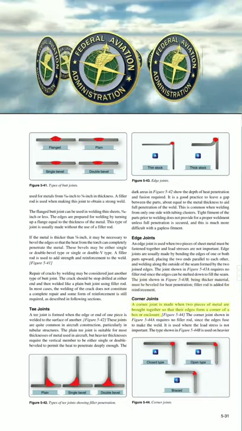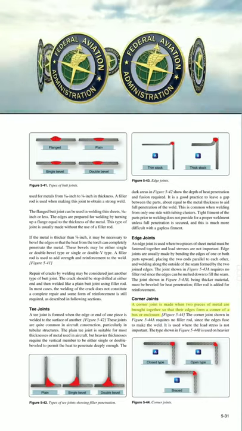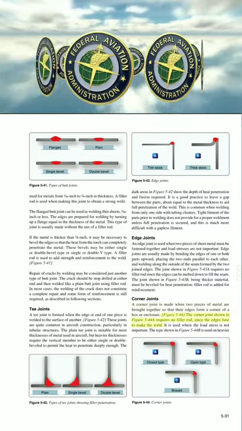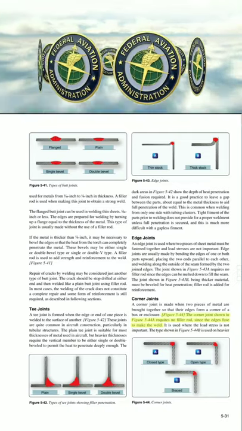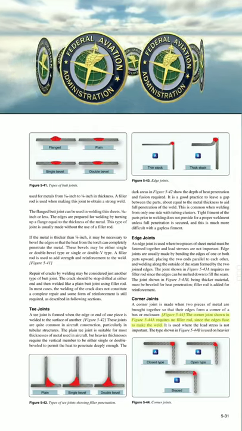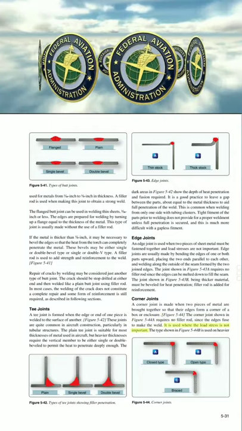Corner joints. A corner joint is made when two pieces of metal are brought together so that their edges form a corner of a box or enclosure. Figure 5-44. The corner joint shown in figure 5-44A requires no filler rod, since the edges fuse to make the weld. It is used where the load stress is not important.